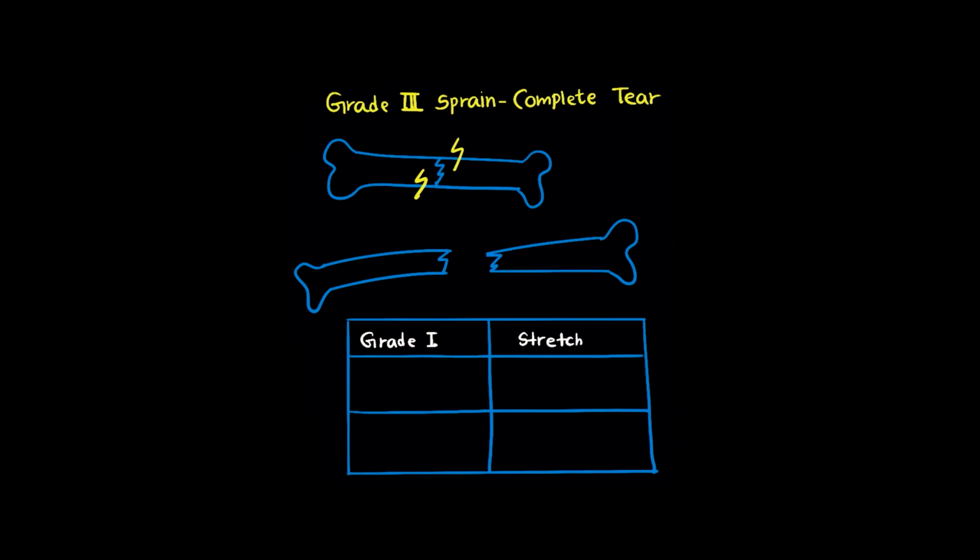Weight bearing becomes impossible, not just painful, but physically impossible because the joint can't support any load. This is vastly different from grade 1, where there's just stretching, or grade 2 with partial tearing but maintained function. Grade 3 means complete structural failure, requiring surgical repair or extensive rehabilitation.